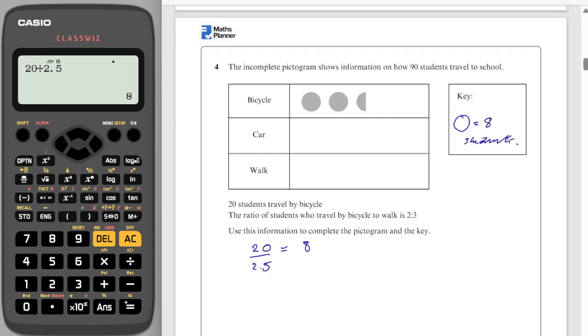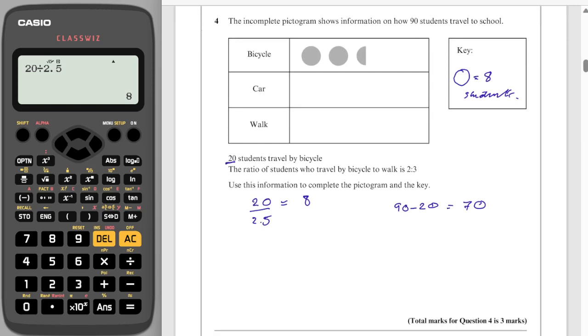The next stage: if we've had 20 students so far, then that leaves us with 90 minus 20, which is 70 students that we need to represent. If we're splitting those in the ratio of... oh, actually, I do apologise. I've not read the question properly there. The ratio of bike to walk is 2 to 3. We know that there are 20 students that bike, which tells us that there must be 30 students that walk, because we've just times by 10 here.